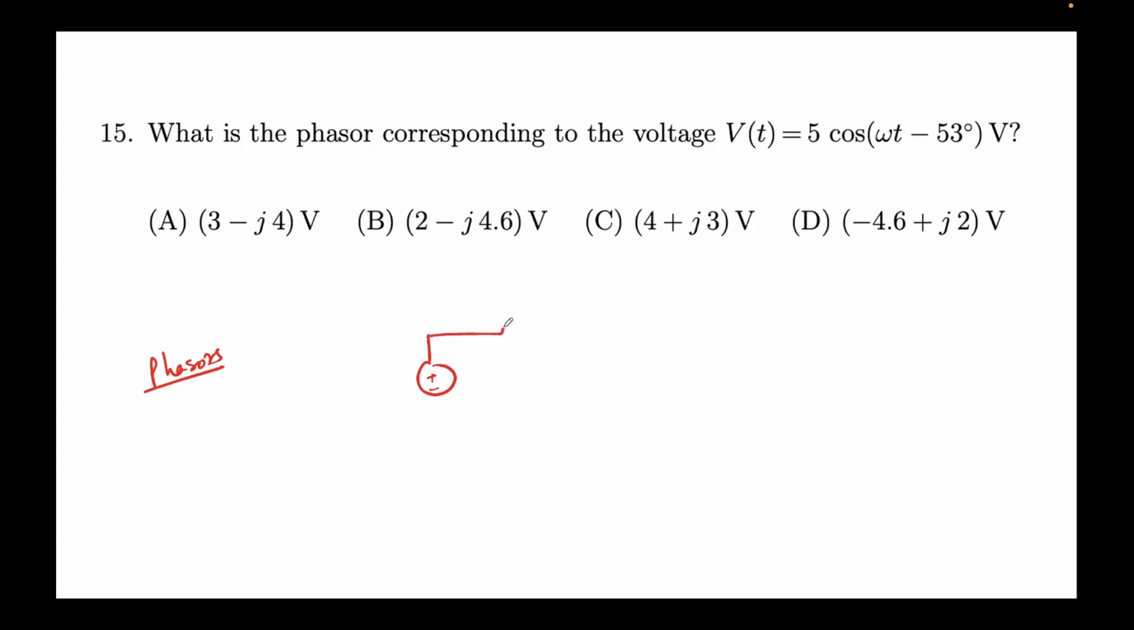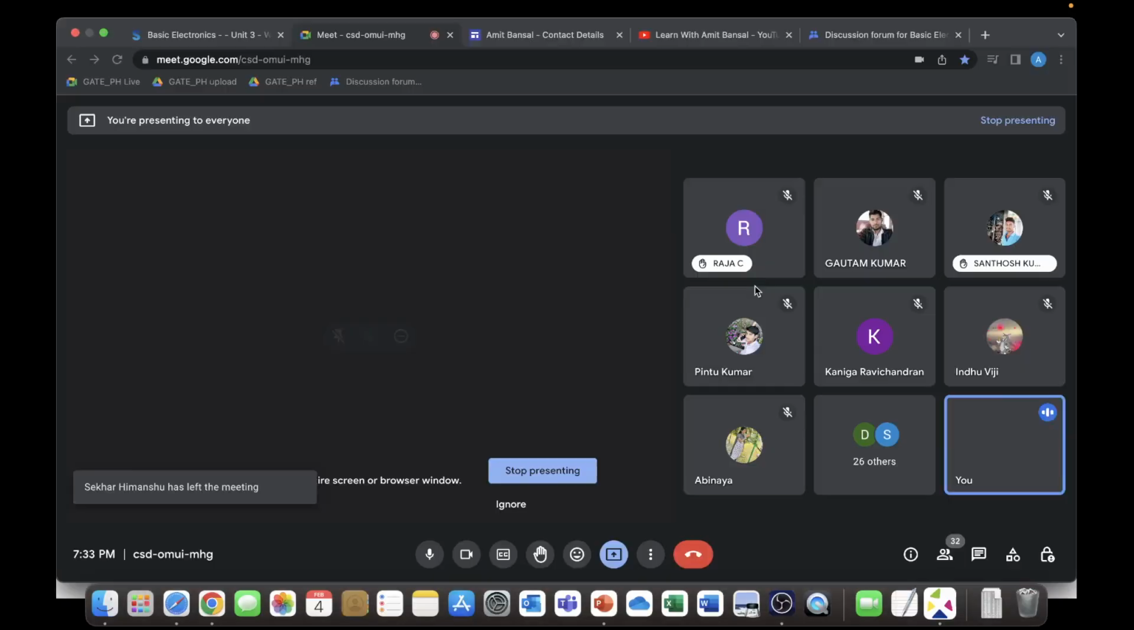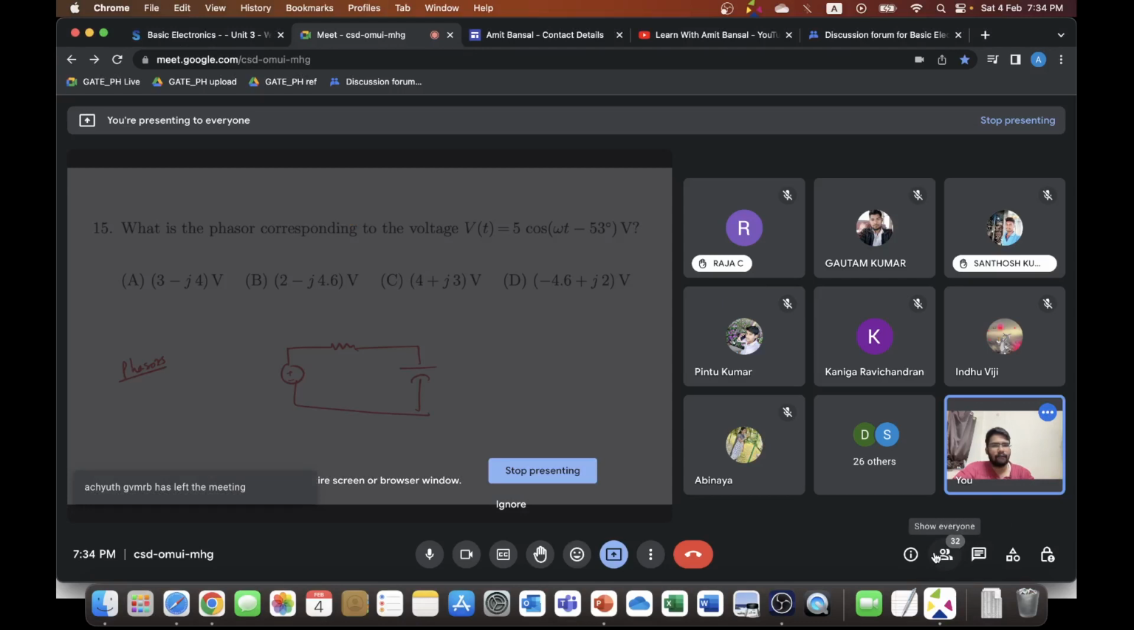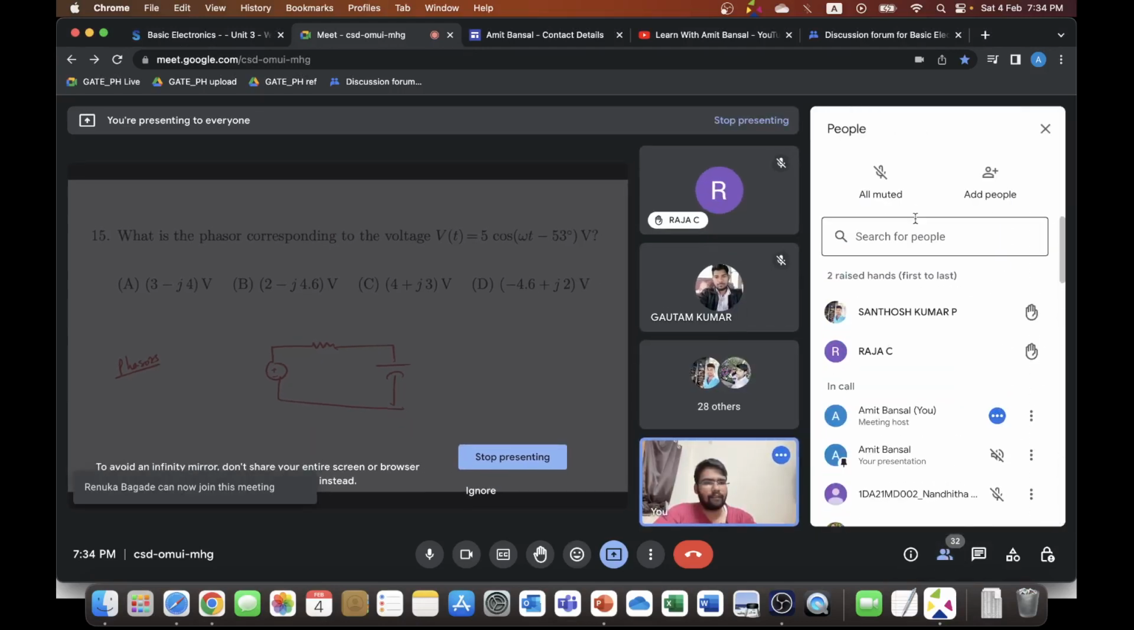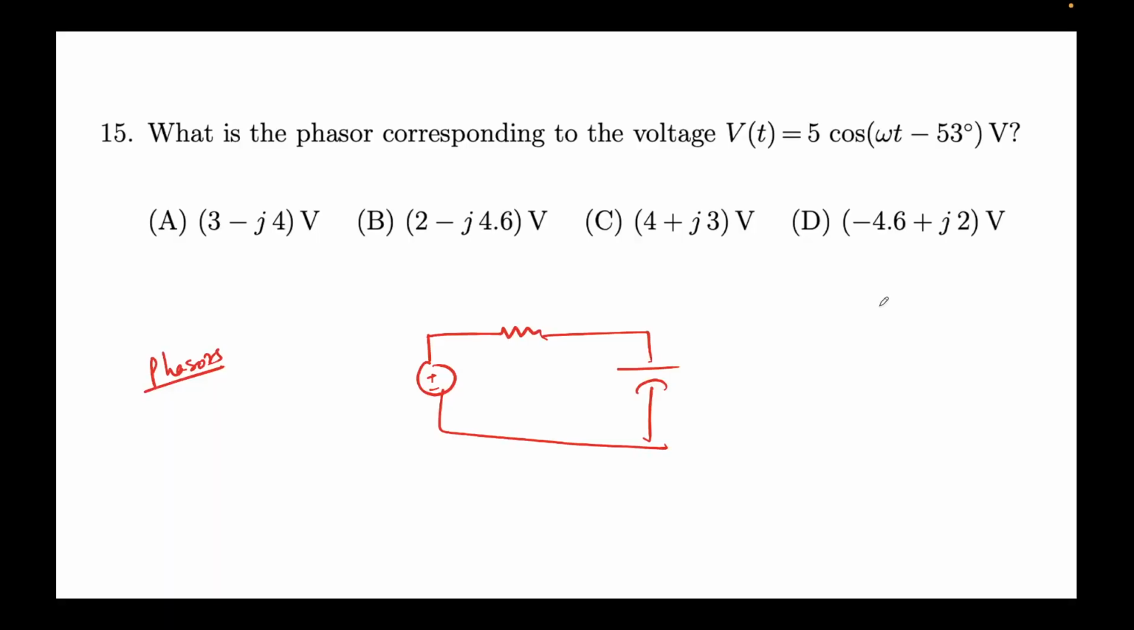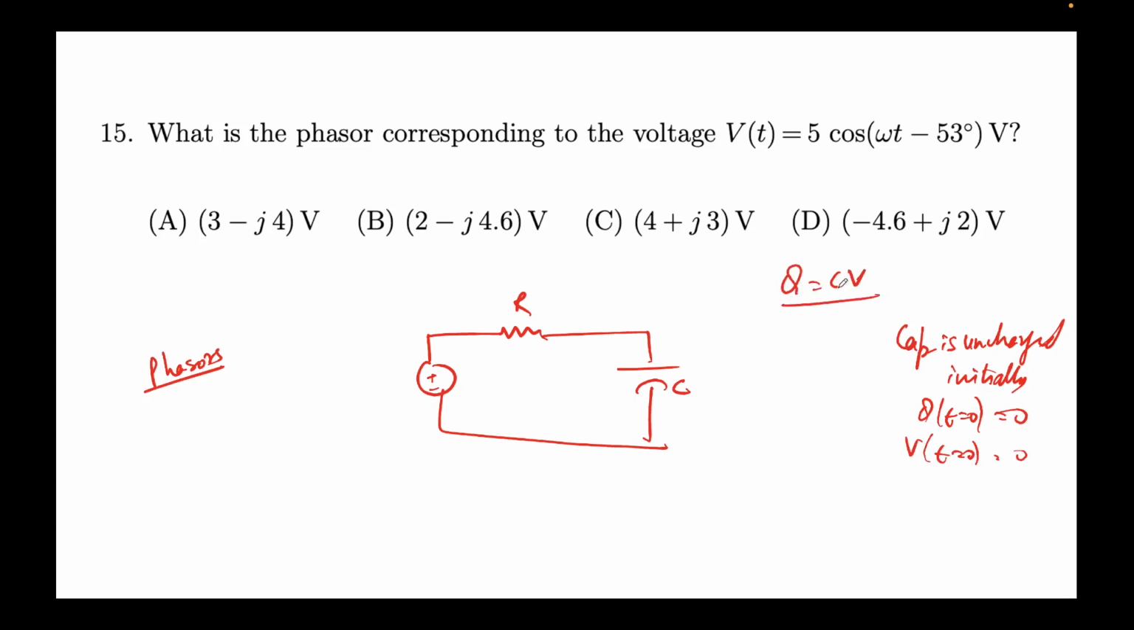So what essentially a phasor is, I'll use the same example that was used in the lecture video. This is a resistor and a capacitor. Initially the capacitor is uncharged, which means Q at t equal to 0 is 0, or you can say the voltage at t equal to 0 is 0. This follows because Q equals CV. Q is the charge stored on the capacitor, C is the capacitance, and V is the voltage applied across the capacitor.